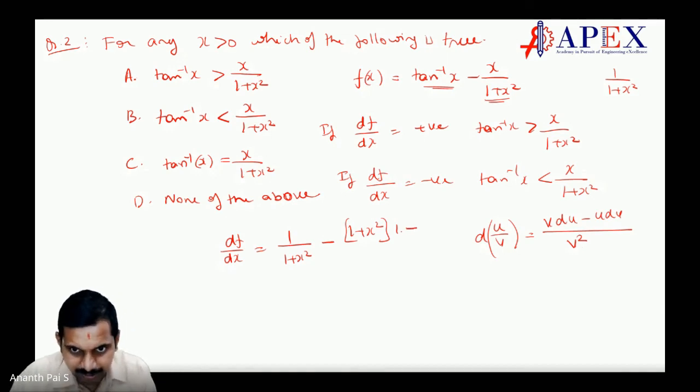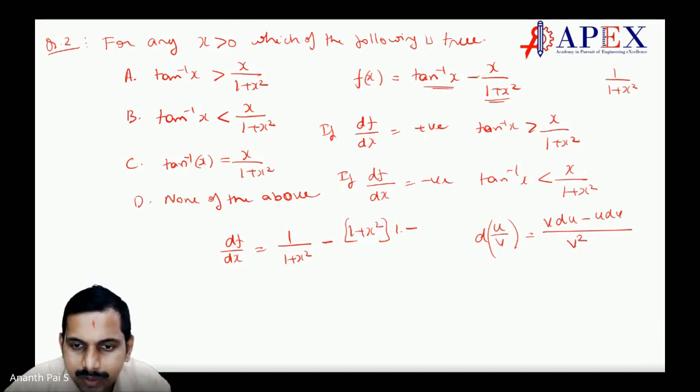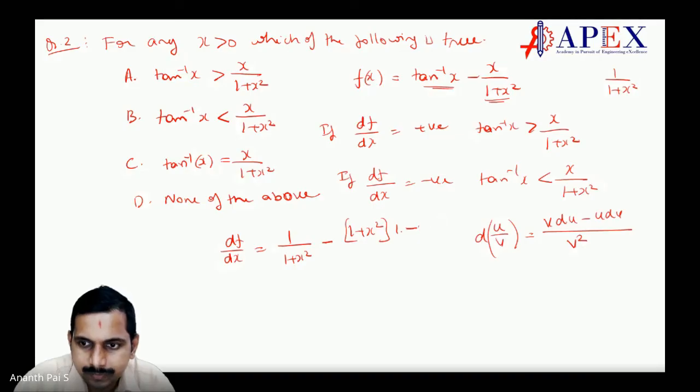Let us have it as plus only first. Okay, so there is a minus. So (1 plus x square) minus, we have here u. What is u? u is x only. x into 1. Correct. What is dv? dv is 2x. Correct. So you have x and then 2x, divided by (1 plus x square) the whole square.